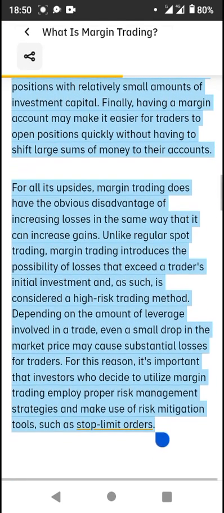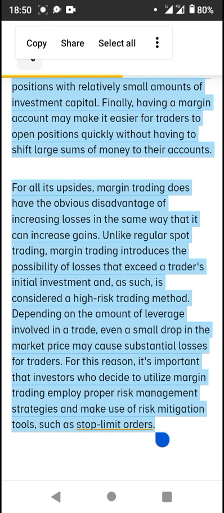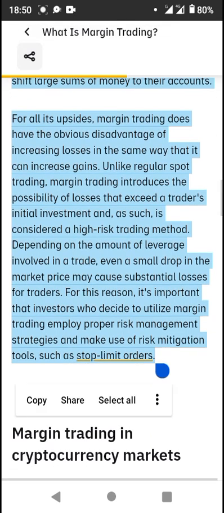For all its upsides, margin trading does have the obvious disadvantage of increasing losses in the same way that it can increase gains. So unlike regular spot trading, margin trading introduces the possibility of losses that exceed the trader's initial investment, and as such, is considered a very high risk trading method. So you want to take note of these facts.